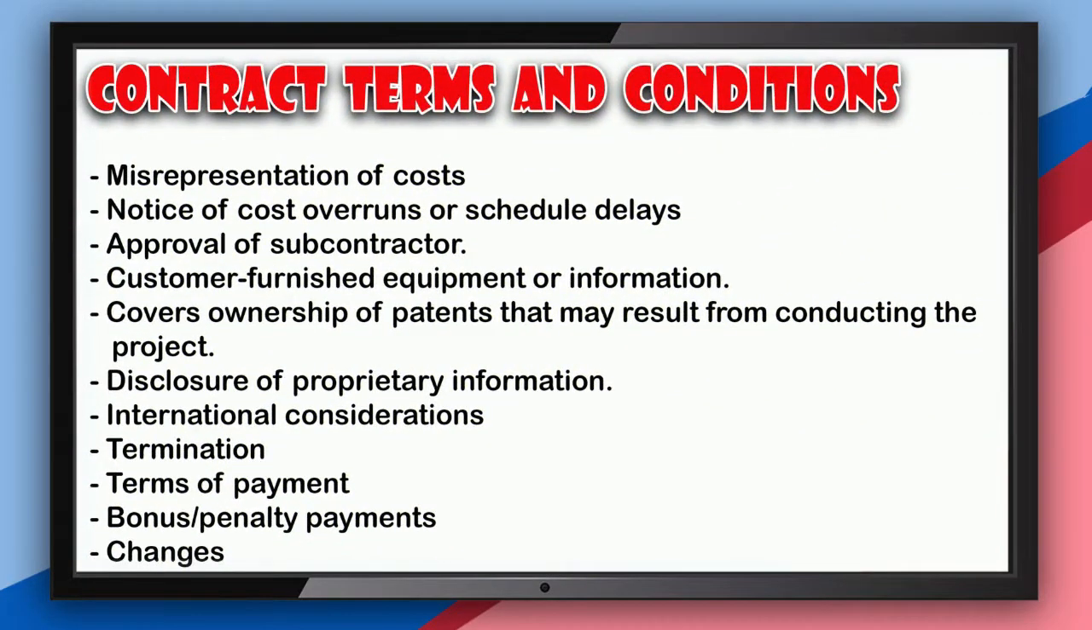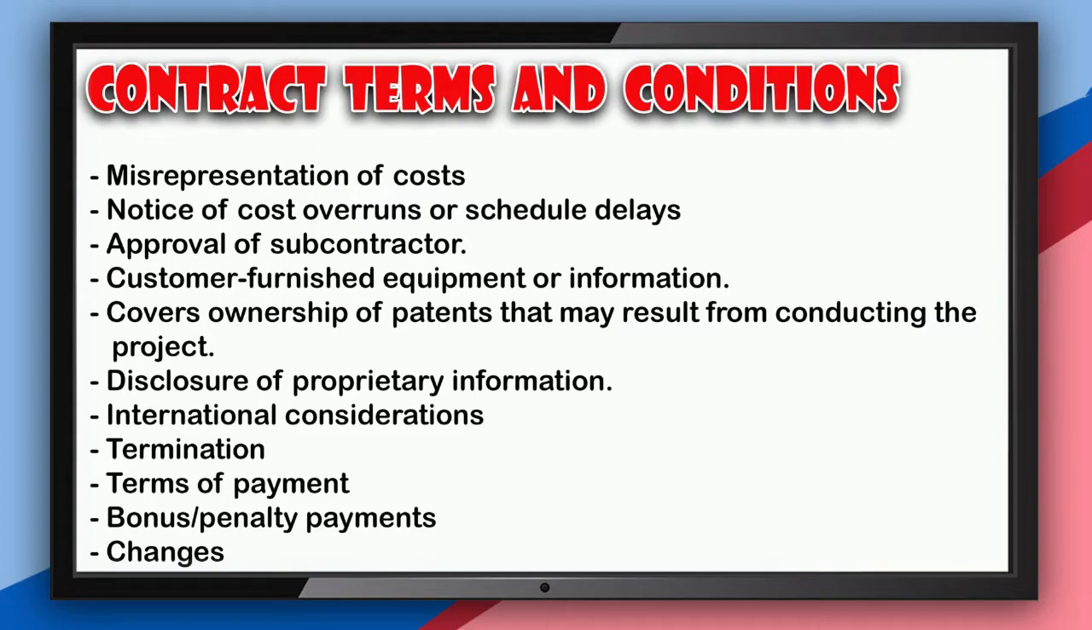Now let's talk about the terms and conditions of contracts. The following are some miscellaneous provisions that may be included in project contracts. Number one, misrepresentation of cost. Here, it states that it is illegal for the contractor to overstate the hours or costs expended on contracts.